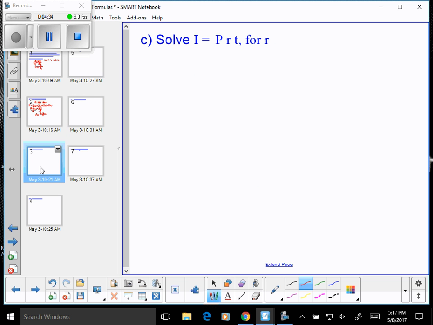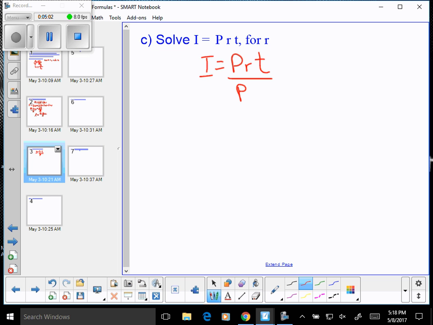This one is kind of similar to A. I'm going to take the interest formula, I equals PRT, principal times rate times time, and I want to solve for the R. Can you figure out what I'm going to do? I don't need the P, the principal, and I don't need T, the time. You'll notice that all of them are multiplying over here.